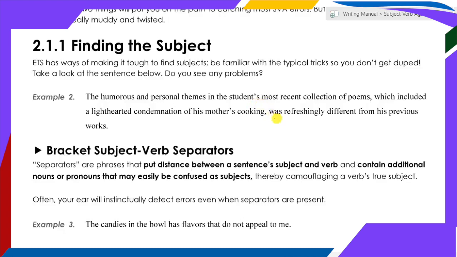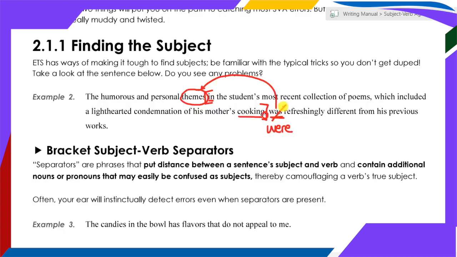Some of you may have noticed that this verb right here is actually incorrect. This is not supposed to be was. It is supposed to be were. And the reason that verb is supposed to be were is that the subject that governs that verb is all the way back here. The subject that governs that verb is themes. Everything from this "in" all the way to this comma, everything in those brackets, is completely irrelevant to determining what verb you need.